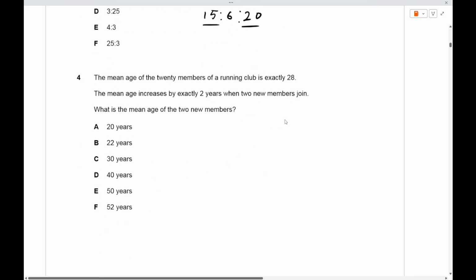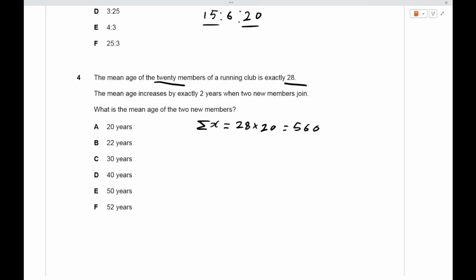This is also a very easy question, but a bit more tricky, I guess. So you know that the mean is 28 and there are 20 members. What does that mean? That means that the total is equal to 28 times 20, which is of course equal to 560. Then you know that the mean increases by exactly 2 years and 2 new members. So that means that the new mean is going to be 30, because the mean increases by 2. So the new total is 30 times 22 members this time. So that, of course, is 660.